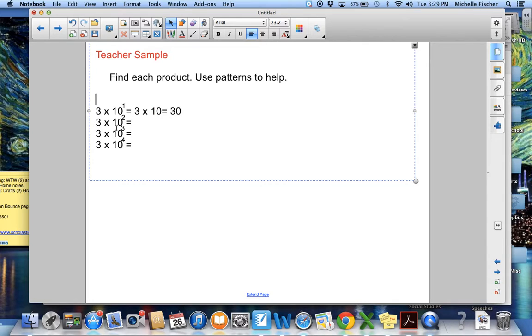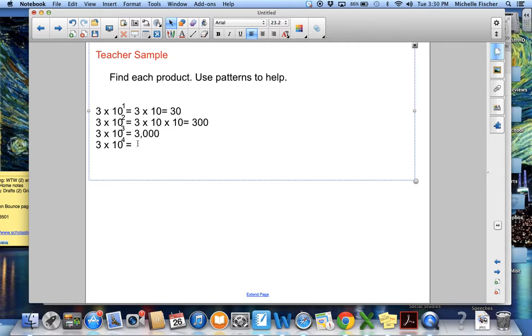So let's look at 3 times 10 to the 2nd. We would set it up the same way. 3 times 10 times 10, we want to do that twice because our exponent is 2, equals 300. Again, we have 2 zeros to match our exponent of 2. Now, you don't always have to include the factors in this part. So we're going to solve these last two without doing that. So 3 times 10 to the 3rd, using our pattern, we are going to get 3,000. 3 zeros to match our exponent of 3.